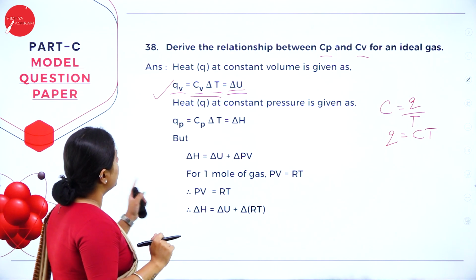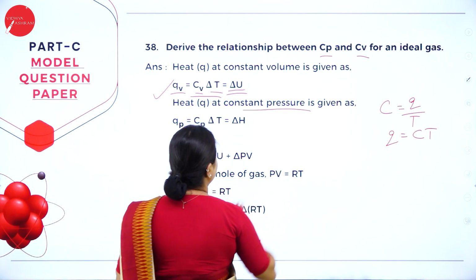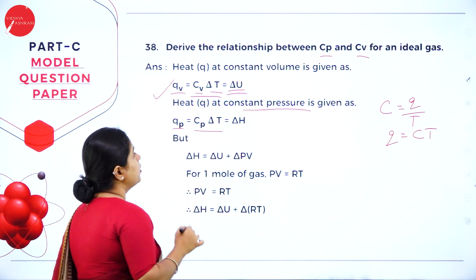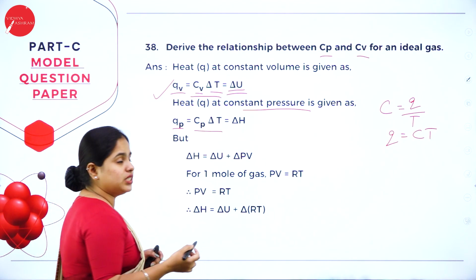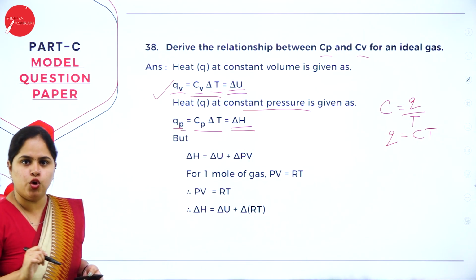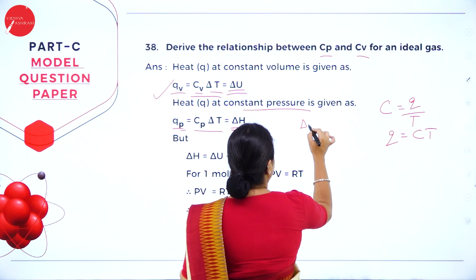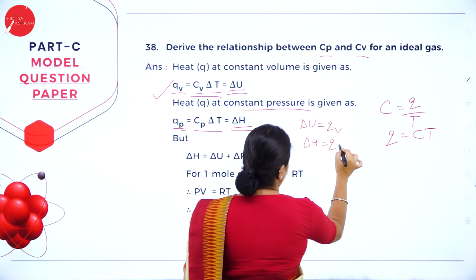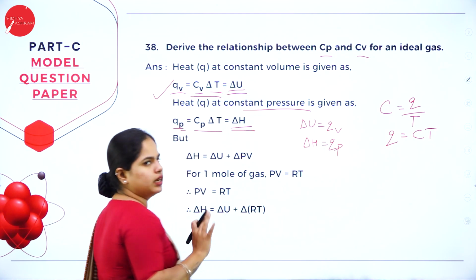Clear? Now heat at constant pressure, QP, will be what? The same way, Cp into delta T. Now what is delta H? Change in enthalpy delta H is equal to QP. So that is also a known equation. So we already know that delta U is equal to QV and delta H is equal to QP. So these two equations are written here.